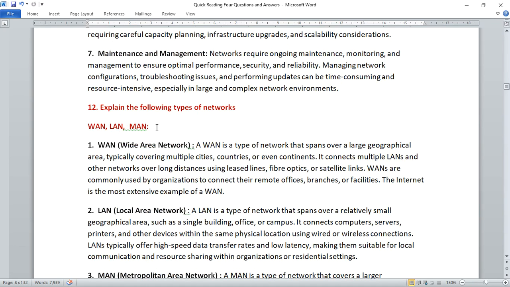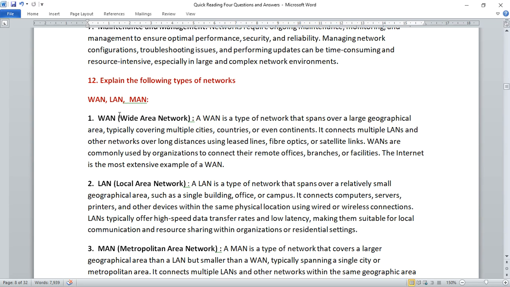Explain the following types of network. We have wide area network, WAN. We have local area network, that is LAN. We have MAN, or metropolitan area network. When you talk about wide area network, we are talking about the worldwide network. This is a wide area network.